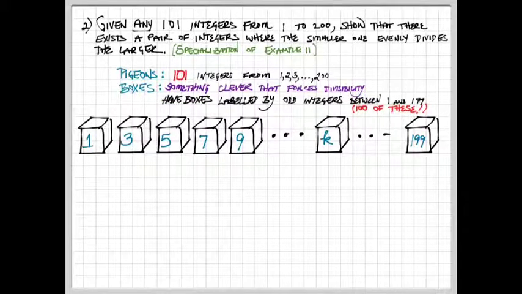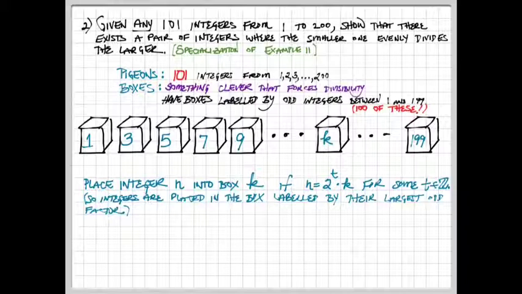So let's label the boxes by all the odd integers between 1 and 199. There happen to be exactly 100 of these. That sort of makes me have a warm feeling in my heart. So I've labeled all the boxes with the odd integers, 1, 3, 5, 7, up to 199. And here we have the random kth box in the middle, which has to be odd.